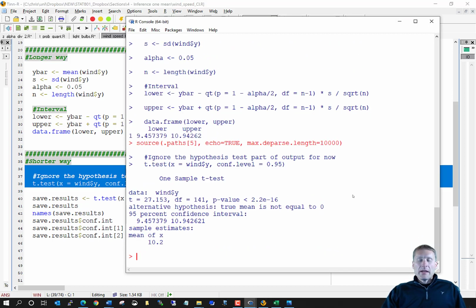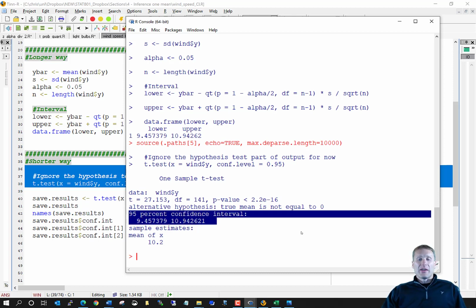And here we go. Now we get some other results here that for now we're not going to look at. We will later. The thing I just want to concentrate on is this 95% confidence interval in the output, and that's exactly what we had before. So you can see how simple that is.